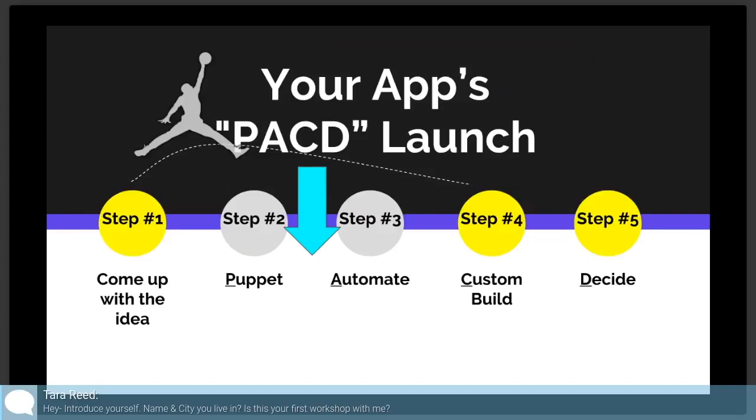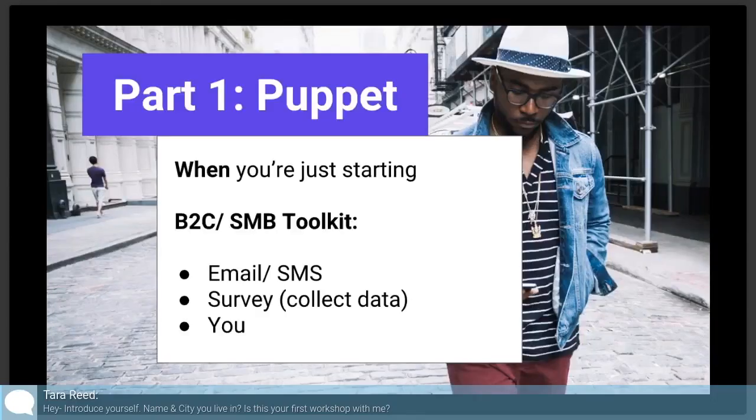So I just wanted to share what that PACE launch looks like. And so now let's dig into each of the letters. So part 1 is to puppet. That's the P for PACE. And you know when to puppet when you're just starting. When you're just starting, you should be at the puppet phase.